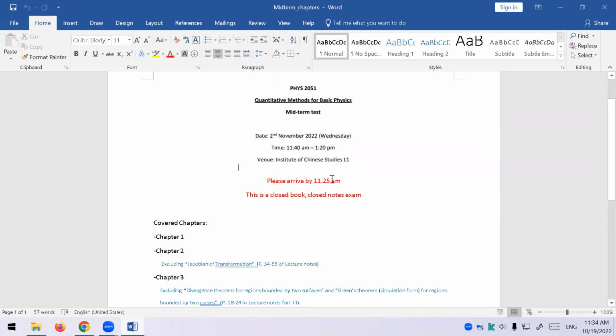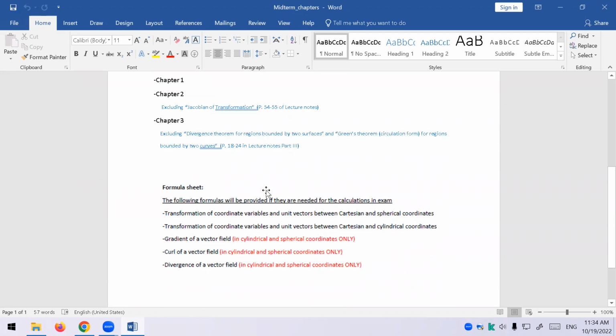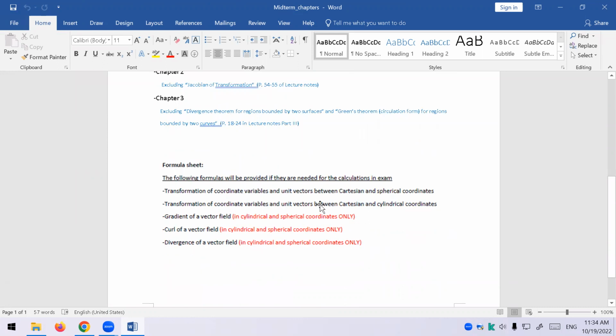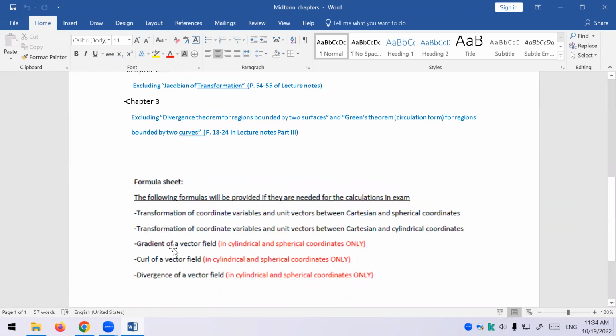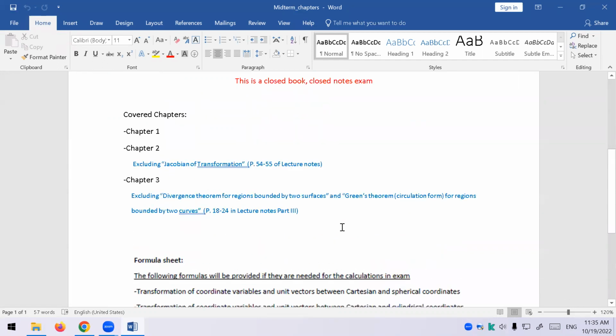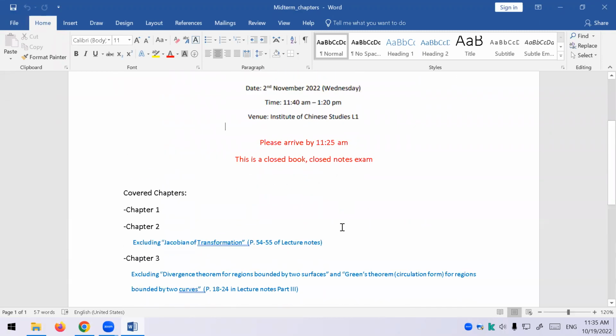Okay, and this is the date and time which I have announced already in the beginning of the semester. And the formula: I will give the following formulas to you if the problems require you to use them. So these are the formulas that may be provided, right? It depends on the question. I will upload this document to the Blackboard today.